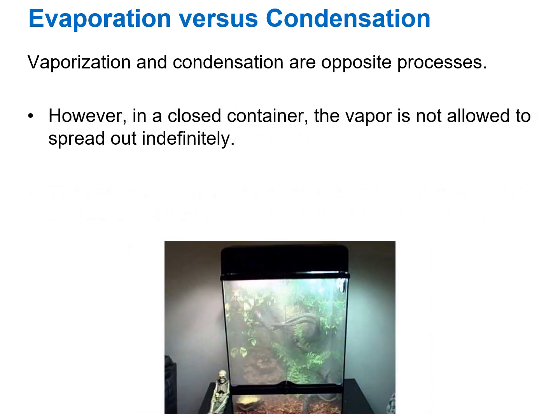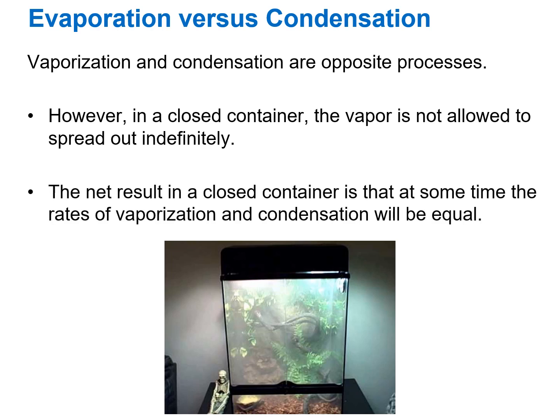Now, in a closed container, such as our terrarium, the vapor is not allowed to spread out indefinitely. It's going to intersect the walls of our terrarium. And as a result, in a closed container, at some point, the rate of vaporization will be equal to the rate of condensation, because those water molecules can't go anywhere and they will intersect the wall. They'll lose energy, and they might just end up sticking together if the temperature and other conditions are just right.